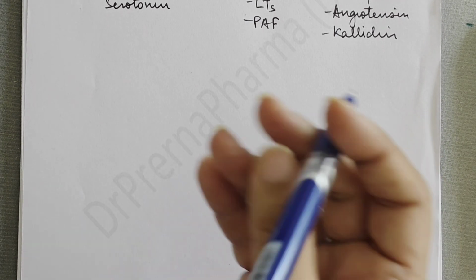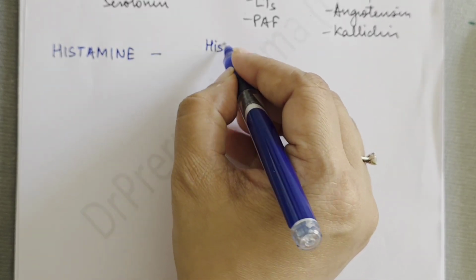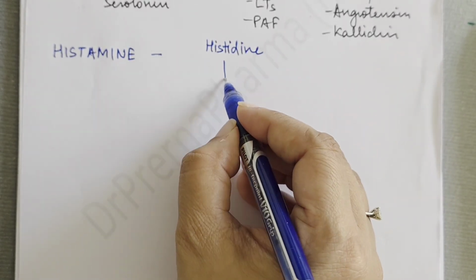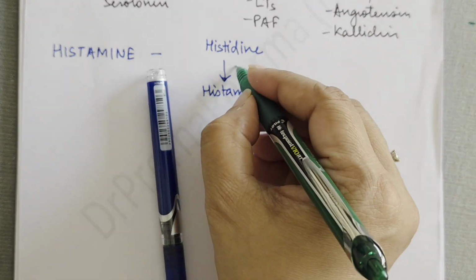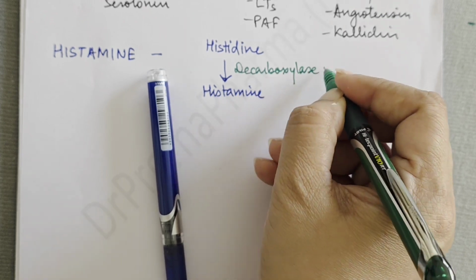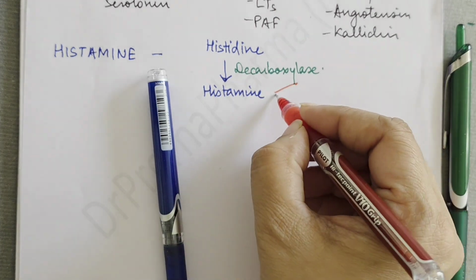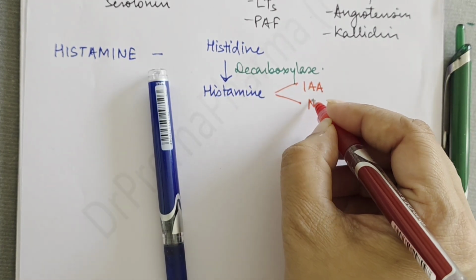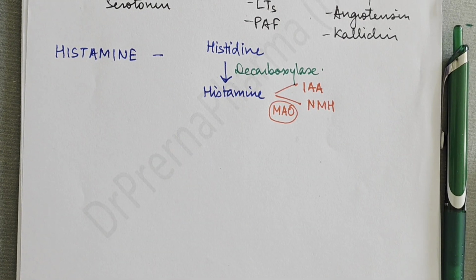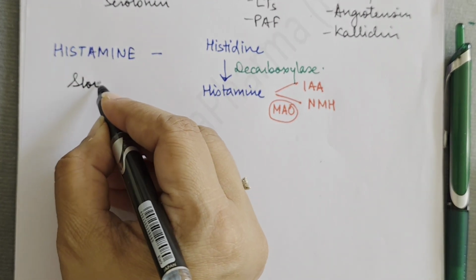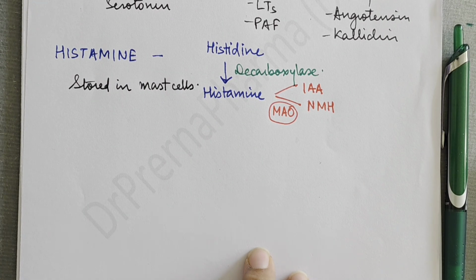Now let's focus first on histamine. Now this histamine, how is it formed? So there is a substance which is called histidine. This gets converted into histamine by the enzyme which is called decarboxylase. Okay, so this is the enzyme decarboxylase which converts histidine to histamine. Further, histamine is then metabolized and then it produces indole acetic acid and N-methylhistamine, and this reaction is all mediated by the MAO enzymes. Okay, now this histamine is stored in mast cells. ठीक है, histamine बनता है और mast cells में store होता है.